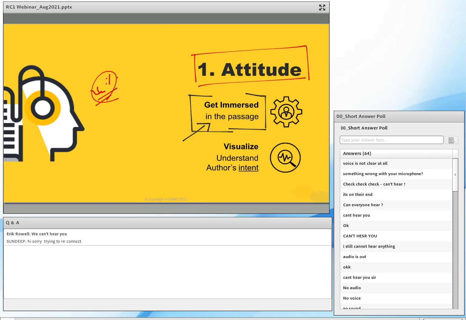Now, Harsha says that he would want to come back, so let's give him a try.